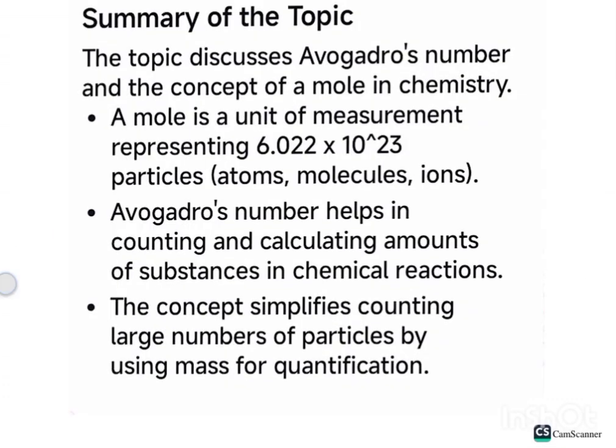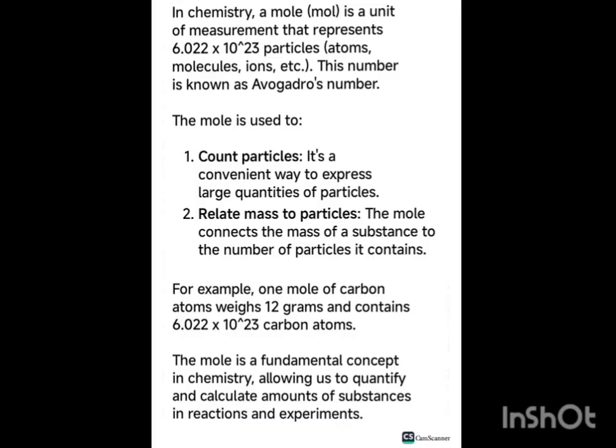Now we can also summarize it. We first discussed that the mole is the amount of a substance which is usually used to count the number of particles. It is always constant, which is 6.02 into 10 raised to power 23, and it is Avogadro's number constant, which is named after the scientist who first discovered it. So this is mostly used for counting and to find out the amount of substances in chemistry.